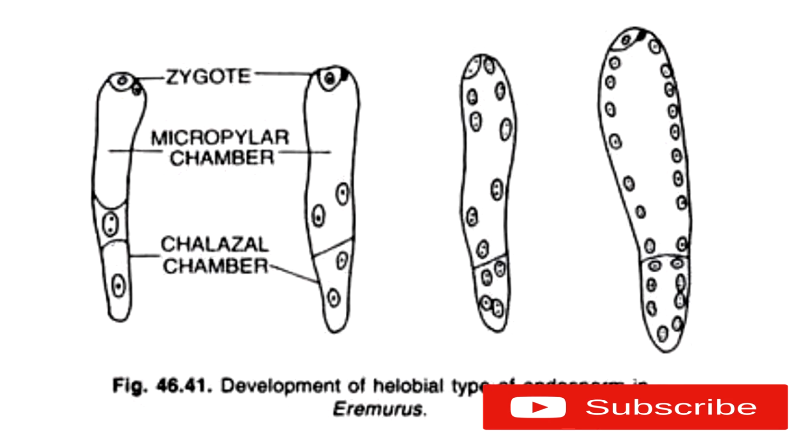So you can see that there is an unequal proportion, that is, the micropylar chamber is very much larger when compared to the chalazial end. So this kind of endosperm is common in monocots, with the free nuclear division, and the cellular division, which is common in dicots.